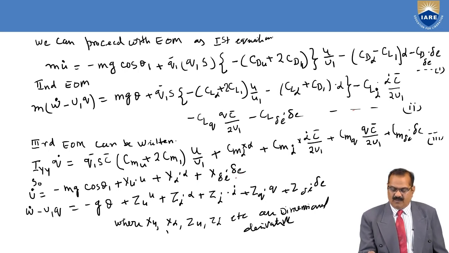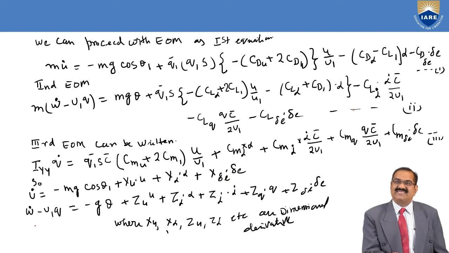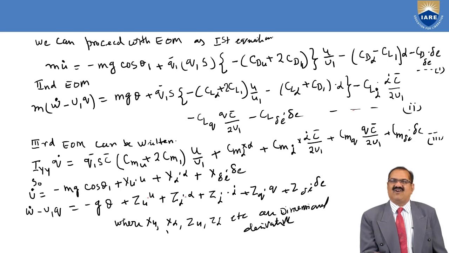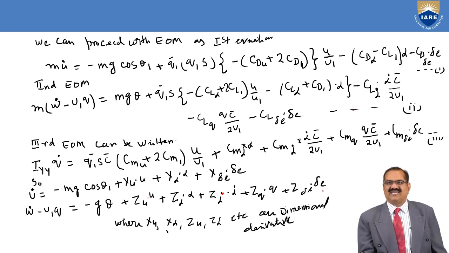So here we have made all the other parameters as x sub u, x sub alpha dot and x sub delta E. Same way, the second equation we can write as w dot minus u1 q is equal to minus g theta plus z u into u plus z alpha into alpha plus z alpha dot into alpha dot plus z q into q plus z delta E into delta E. We all know that delta E is the elevator deflection, q is the pitch rate, and alpha dot is the rate of change of angle of attack.